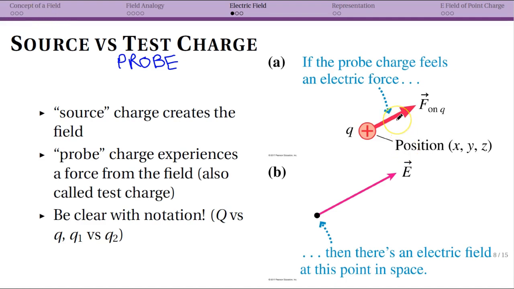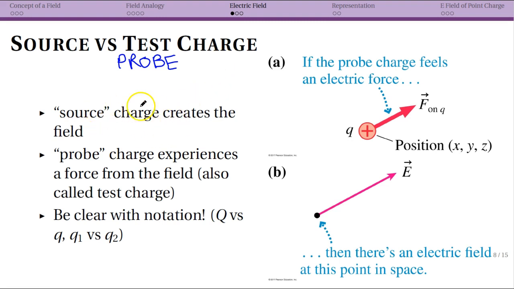Let's start talking about the electric field in specific. Now, whenever we talk about fields, we're going to be talking in general about two charges, so it's important to understand which is which. The terminology I'm used to using is a source charge and a test charge, but it appears that the book is using the term probe. So I'm going to try to use the term probe, but sometimes I'm going to default to my old terminology of test charge. So test charge or probe charge is the same thing.